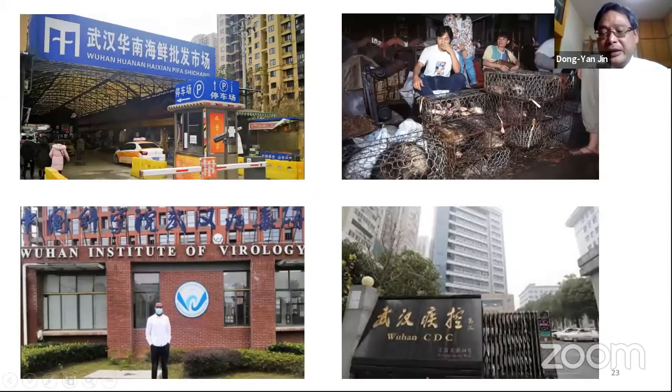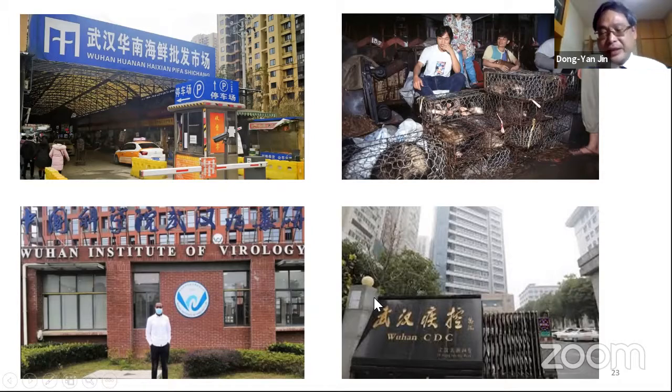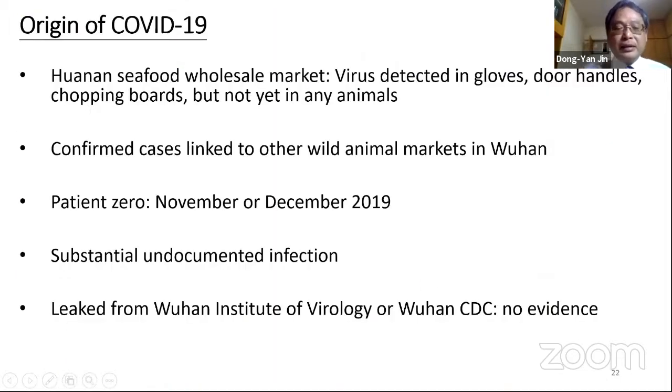And the claim directed at Wuhan CDC is due to the fact that some health professionals there are also dealing with bat coronaviruses. They capture bat coronaviruses to do some surveillance work by metagenomics. However, I must emphasize again and again, there is no evidence, not any evidence, that the virus could be made or leaked from either the Wuhan Institute of Virology or Wuhan CDC.